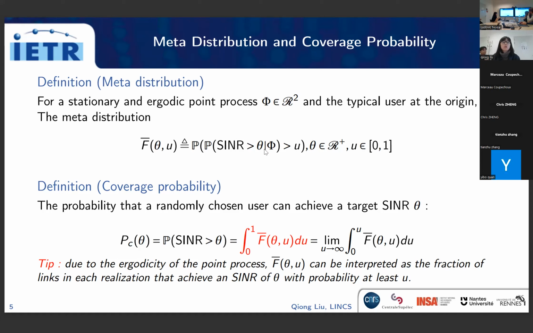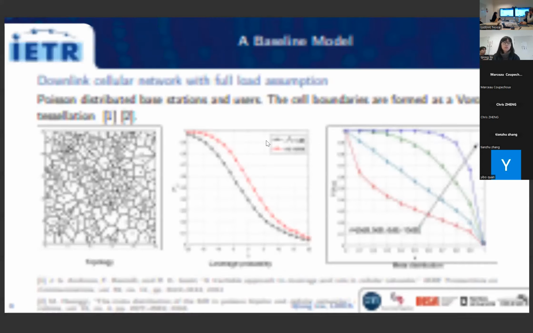There is a relationship between the meta distribution and the coverage probability. The coverage probability is actually the integral from 0 to 1 of this variable u here. And we cannot get the same information in the opposite direction. Due to the ergodicity of the point process, the meta distribution can be interpreted as the fraction of links in each realization that can achieve an SINR of theta with probability at least u. And this is the information we can get from the meta distribution.